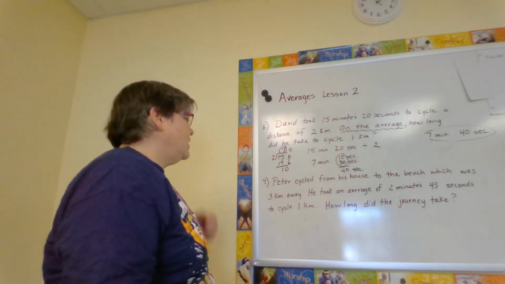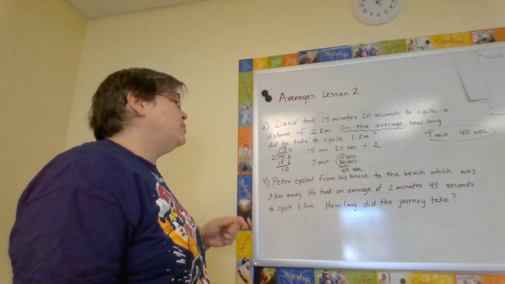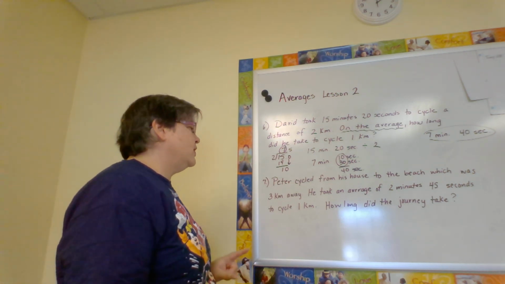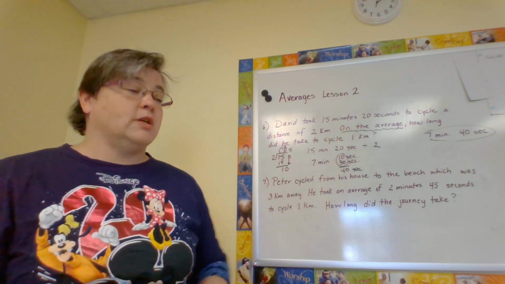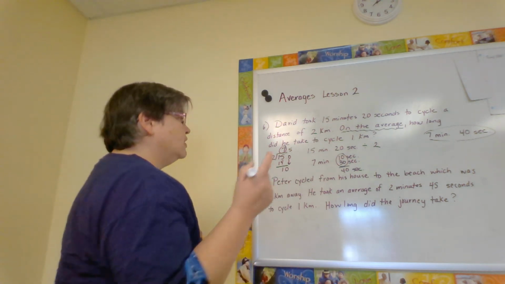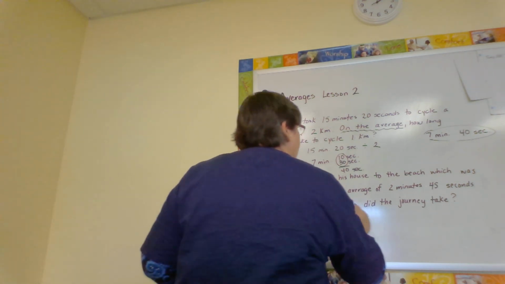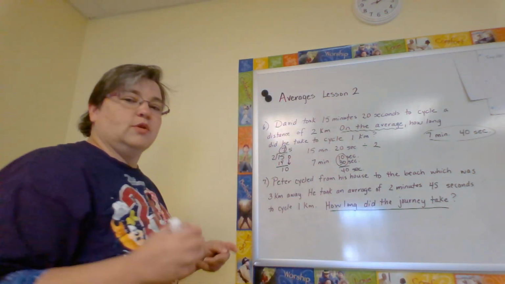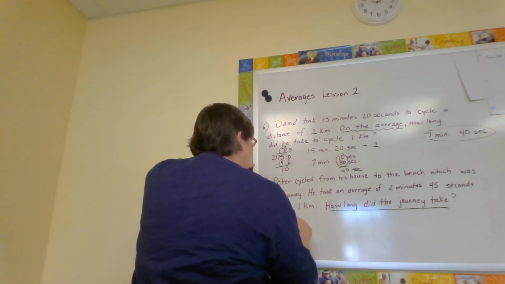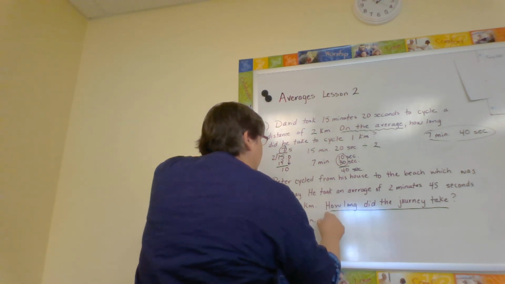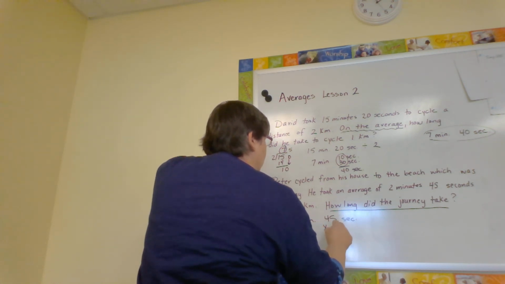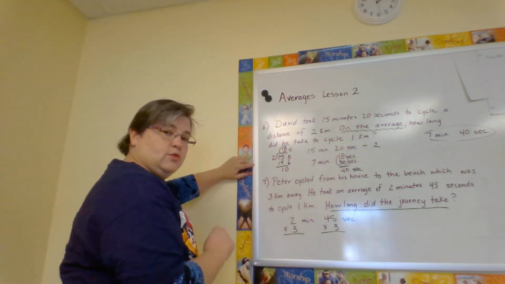All right, number 7. Peter cycled from his house to the beach. It was 3 kilometers away. Now, he took an average of 2 minutes, 45 seconds to cycle just one of those kilometers. So how long did he take for the whole journey? So we want the total journey, right? We're looking for a total, so we're going to multiply. So we would say 2 minutes, 45 seconds. We'd multiply both of those times 3. Right, are you with me?